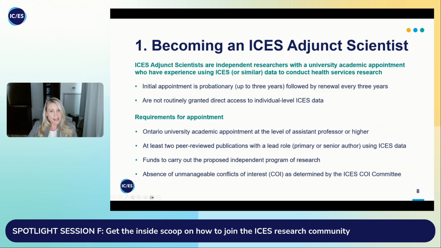Looking at adjunct scientist appointments. Once appointed, the initial term is for an up to 3-year probationary period, during which the ICES mentor will be very closely involved in all of the scientist's projects to provide support and guidance. Thereafter, upon meeting the criteria for a promotion to full status, adjunct appointments are then reviewed every 3 years. It is important to note that scientists are not routinely provided with access to ICES data to conduct their analyses. Rather, they will work with ICES staff members who will support the analytic needs of the project. And Farhana will be speaking to this data access in a bit more detail later on.